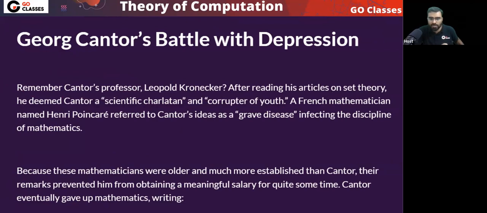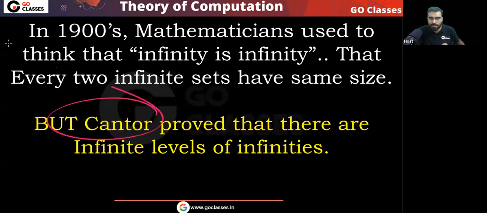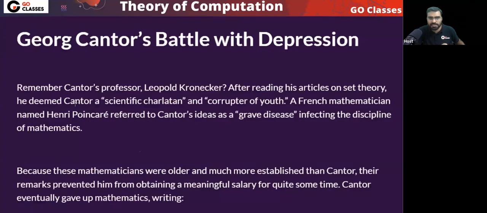See, this Cantor published a paper, and when he published the paper, his professor himself was not happy. And this professor called him a scientific charlatan, or corrupter of youth. And let me tell you, many great mathematicians at that point of time called Cantor's ideas a grave disease.